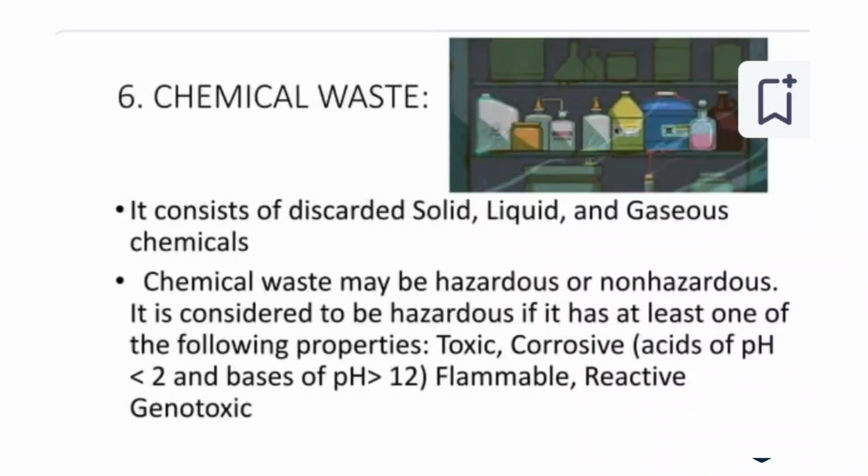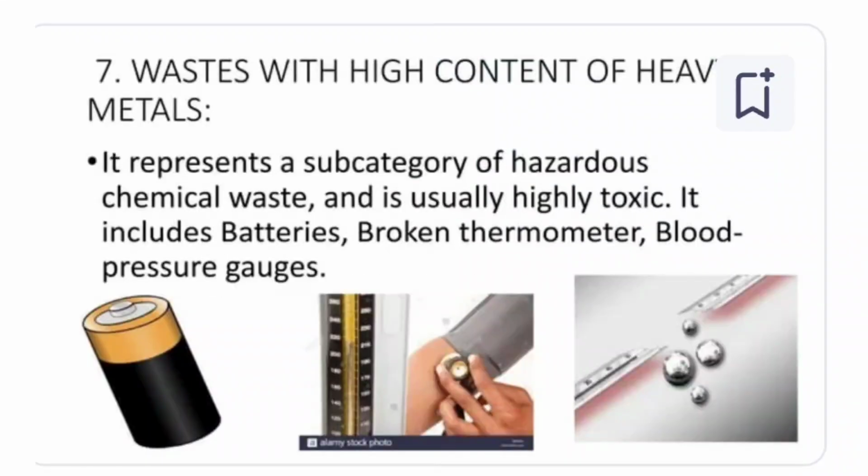It is considered to be hazardous if it has at least one of the following properties: toxic, corrosives, acids of pH less than 2, and bases of pH more than 12. So pH less than 2, that is acids, toxic corrosive agents, and alkaline agents where the pH is more than 12. Then flammable and reactive, genotoxic materials. Chemicals can also lead to biohazardous waste.